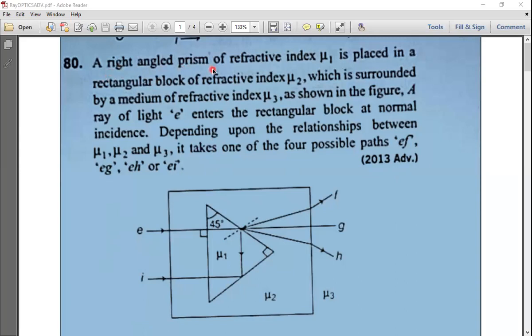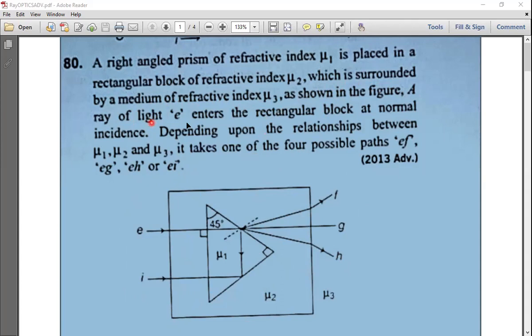A right angled prism of refractive index mu1, you can see here, this is a prism and its refractive index is mu1, is placed in a rectangular block. See here, this is a rectangular block. This rectangular block has refractive index mu2, which is surrounded by a medium of refractive index mu3. So this third medium is mu3, as shown in the figure.